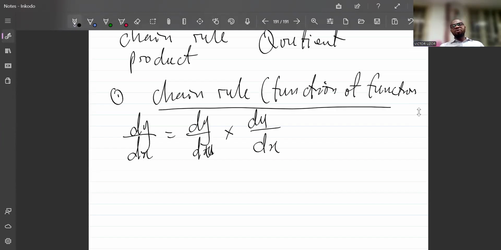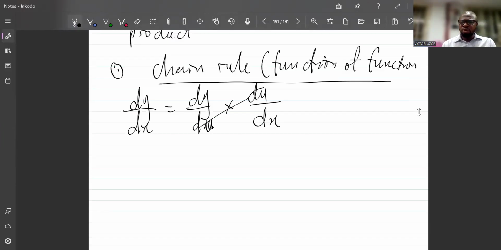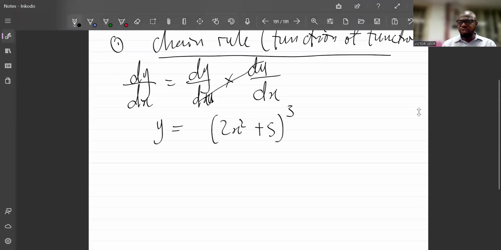If you look at the formula for the chain rule, when you cancel this part, you are still going to have your dy over dx. Let's look at a typical example of a chain rule. You have y is equal to (2x squared plus 5) raised to power 3. This is a typical example of a chain rule. We have a function inside another function.